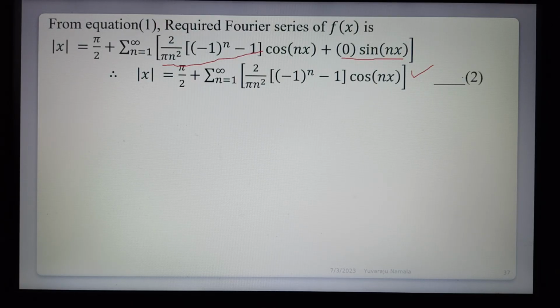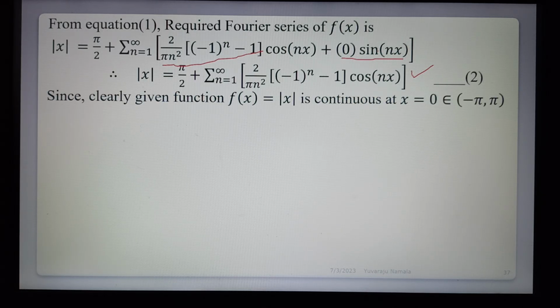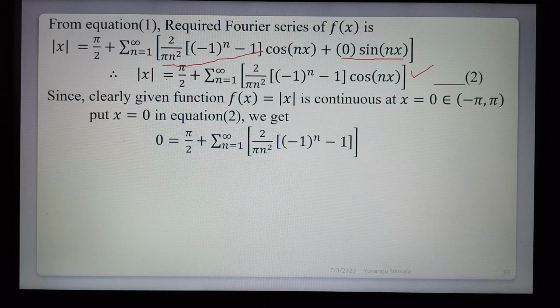Okay? So now showing the given condition, since clearly the given function f of x is equal to mod x is continuous at x is equal to 0 in the interval, so that known condition, f of x at the point 0 is continuous. The total series on the right side of equation 2 converges to f of 0. So f of 0 is equal to 0. Substituting x is equal to 0 in equation 2 we get mod 0 is equal to 0, 5 by 2 plus summation n is equal to 1 to infinity 2 by 5 n square into minus 1 power n into minus 1, cos 0 is 1.